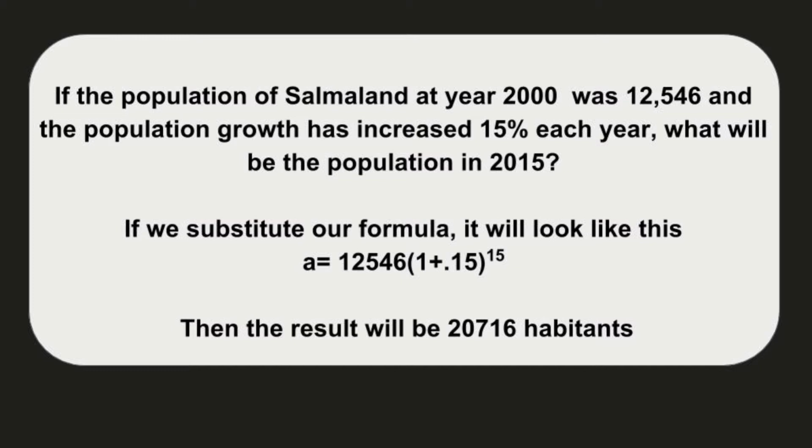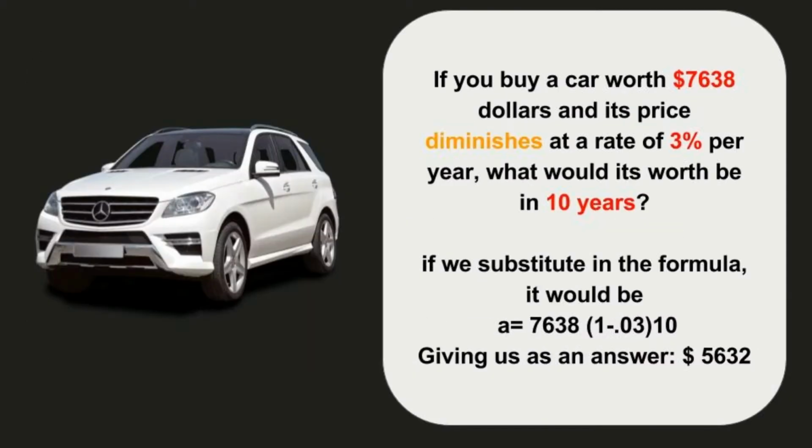A equals 12,546 times 1 plus 0.15, which is the rate, raised to 15, which are the years. Then the result will be 20,716. Now, what happens when we want to express the decrease of something?